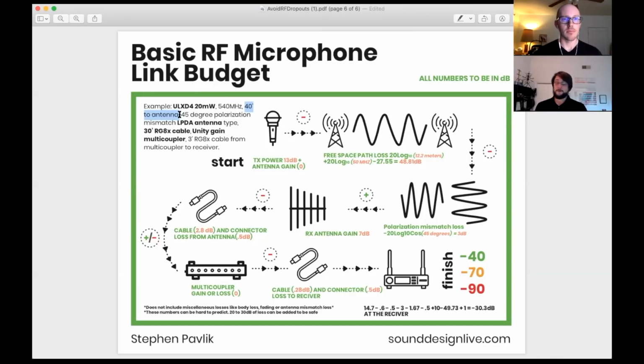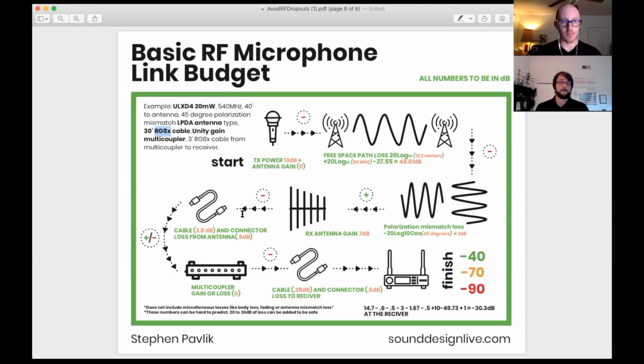So we have 45 degrees of polarization mismatch loss. That means we have our antenna like this, which a lot of us have probably seen and what we've talked about a little bit if you've watched the last videos. And then we have an LPDA type antenna. We're going to say it has 7 dB of gain, 7 dBi, if you want to be more specific. And then we have 30 feet of RG8X cable, which is frequency specific at 540 megahertz, and equates to 2.8 dB of loss. And then I just put in, for a nice newish connector, 0.5 dB of connector loss.